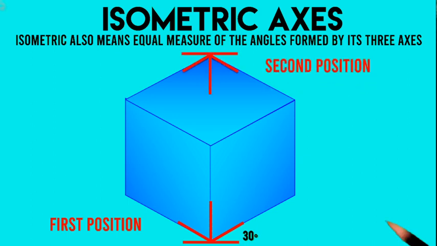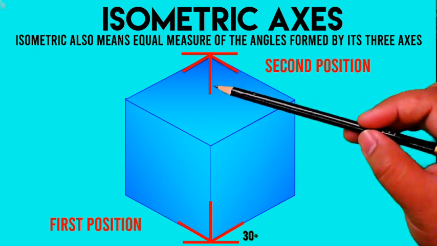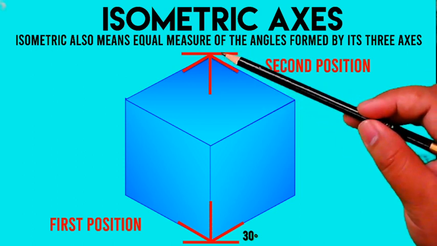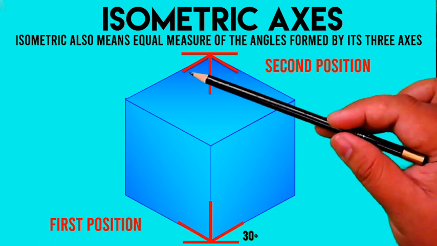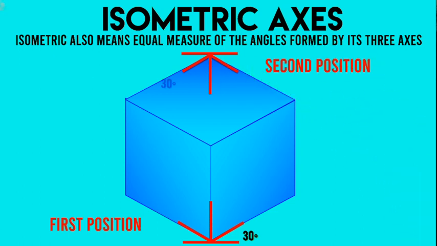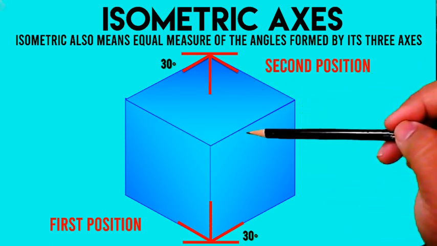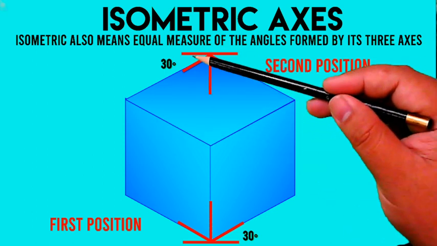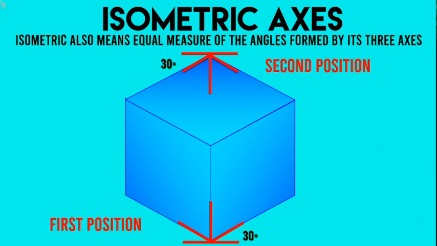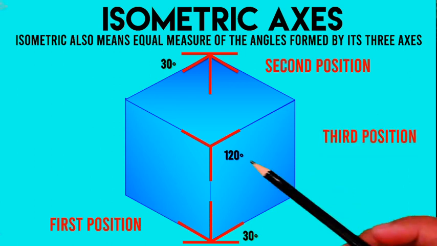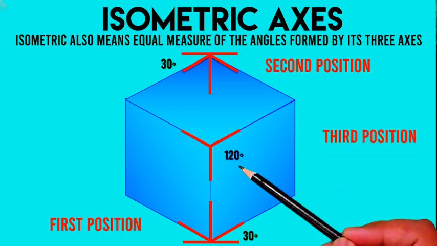Next is what we call the second position. In the second position, we still have our vertical line and our horizontal line, which produce a 90 degree angle. We also have our cross axes, X and Y, and they also produce a 30 degree angle. When is the second position used? It is used if you want to start drawing the isometric figure from the top going down. We also have our third axis, which is the third position. This produces a 120 degree angle.